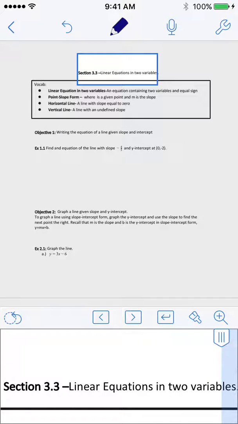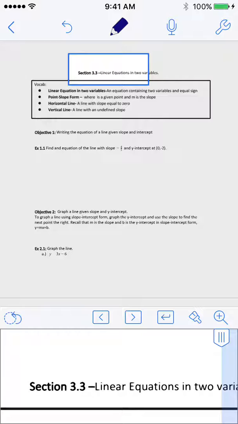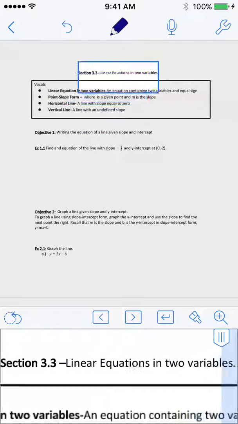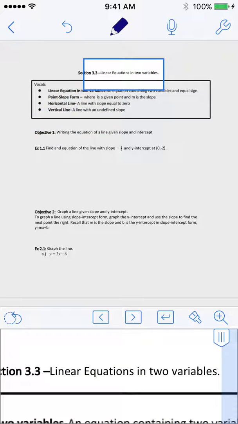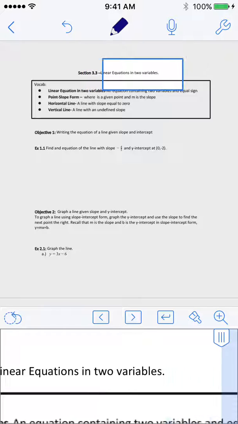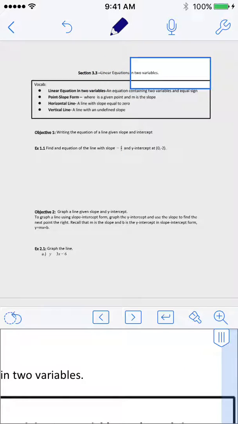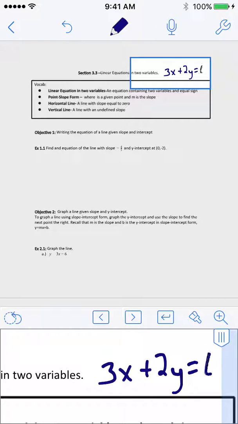Okay, so section 3.3. This is actually the video for the first half, so we will stop about objective 5, and the other half will be on the second video. Alright, section 3.3 is about linear equations in two variables, which I know sounds super exciting, but it's actually stuff we've been dealing with the whole time. So these are the equations like 3x plus 2y equals 6. It's the equations that contain two variables. Really, you've seen them many, many times.